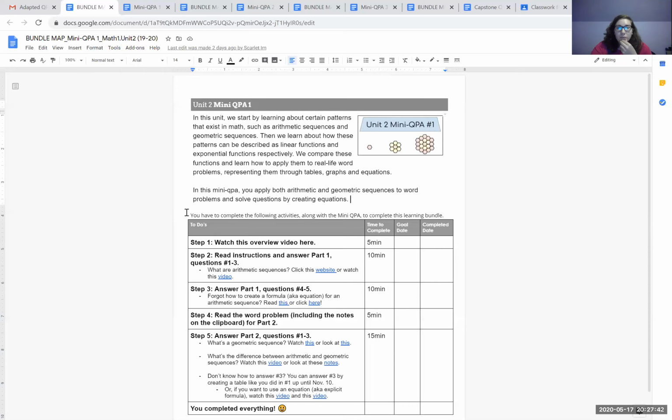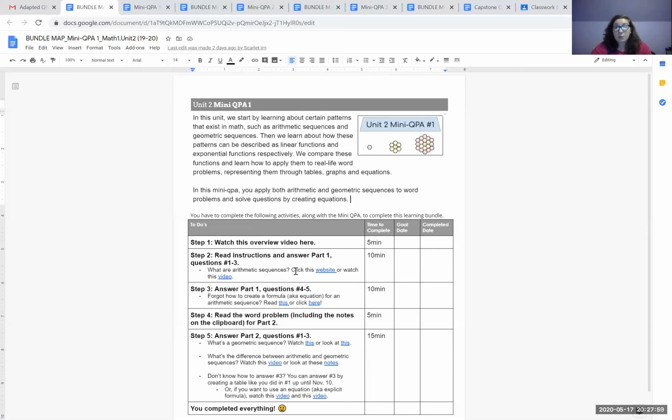Each map that you see has the steps of how you're going to relate your geometric and arithmetic sequences. You're going to watch the overview videos. Remember that each step tells you which parts you need to do in the mini QPA.